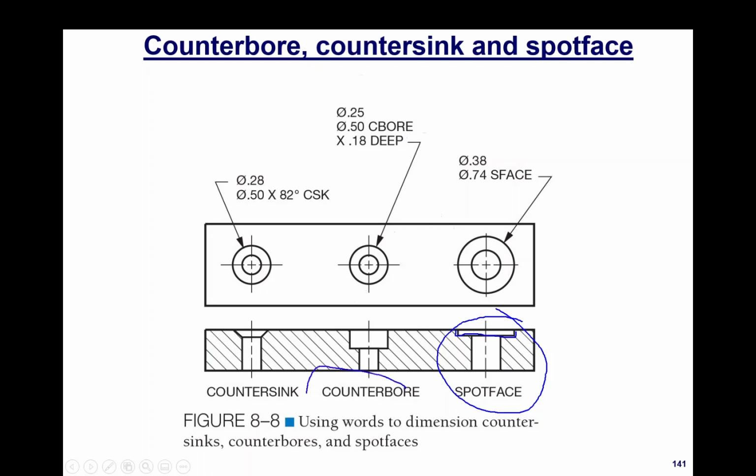If you look at the counterbore feature here, and this nomenclature, this decimal 25 refers to the size of the hole. It's 0.25, or a quarter inch. It's going to suit a quarter-inch fastener. The decimal 5 refers to the diameter of the actual counterbore itself. It's a 0.5-inch counterbore, and it happens to be 0.18 in depth. So with a counterbore, we specify the depth.